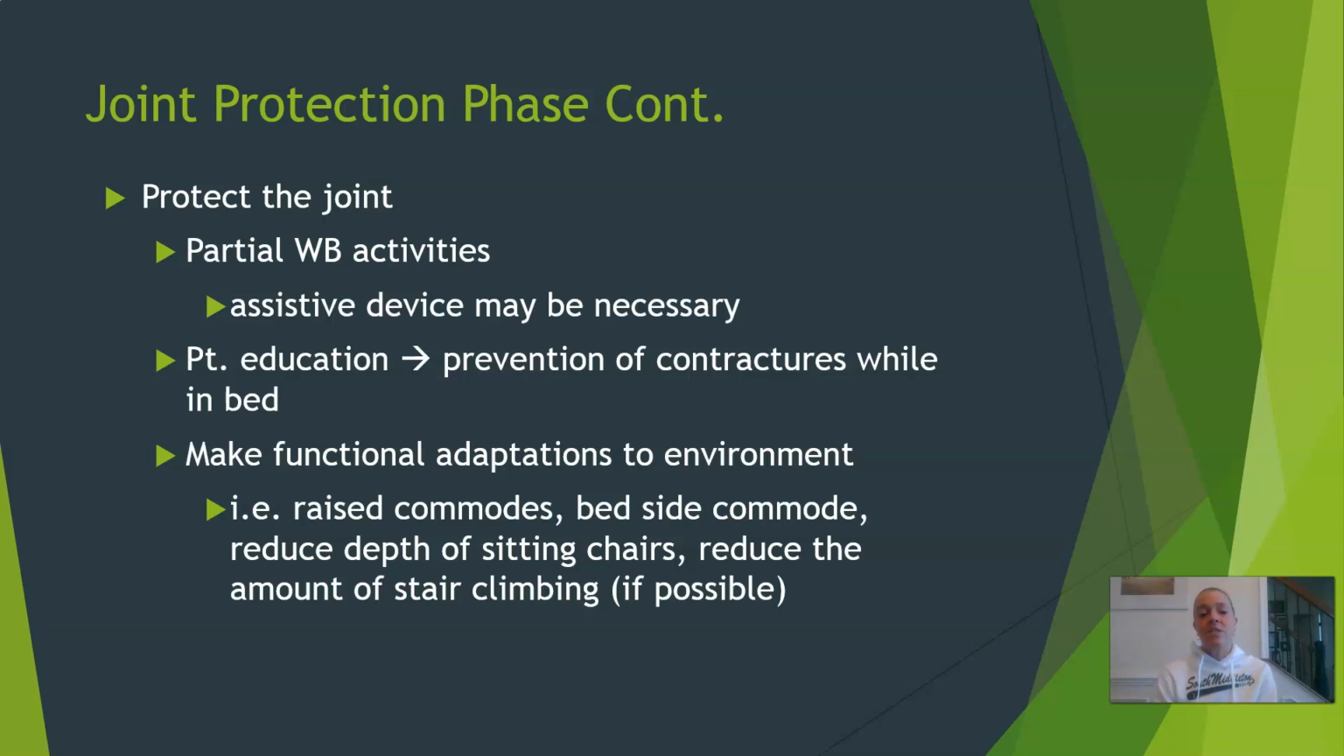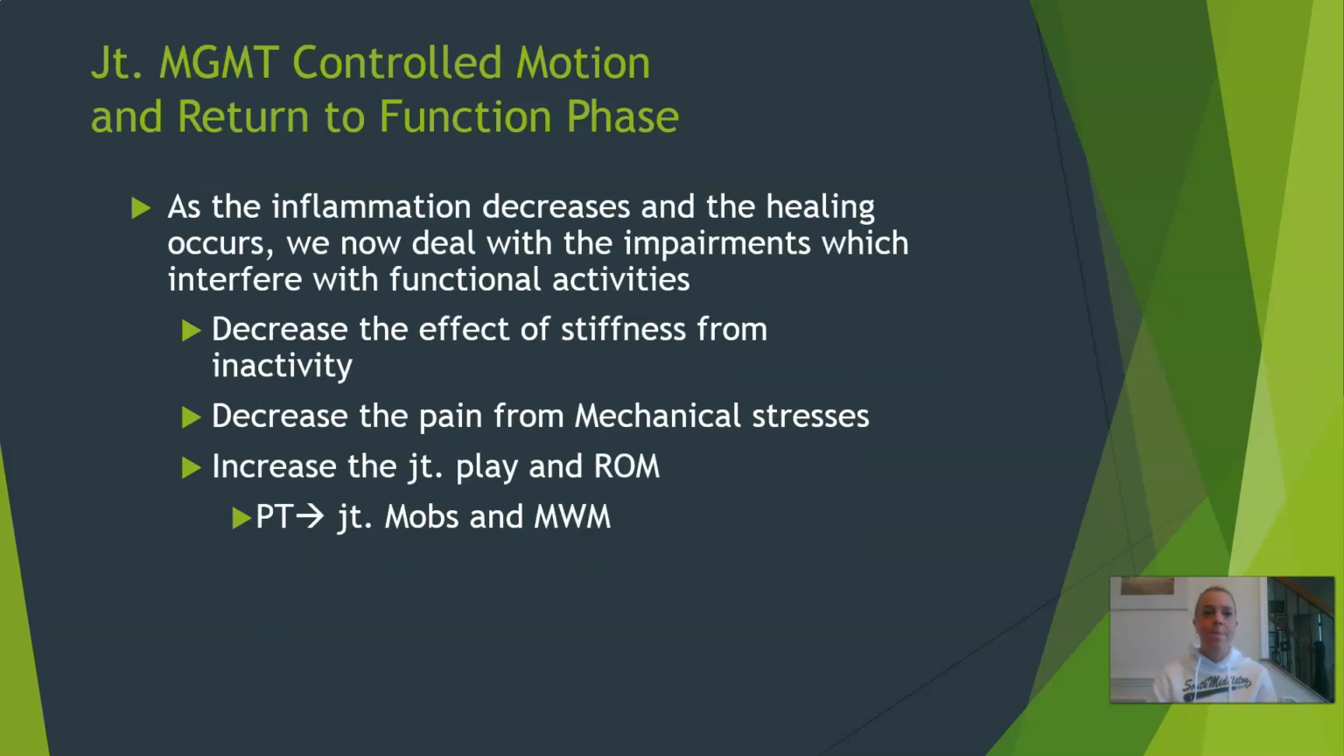And then again, make some functional adaptations to their environment because this is not something that's going to go away on its own. So things like elevated toilet seats, maybe even a bedside commode, reduce the depth of sitting in chairs, sofas, whatever. Have them sit on a pillow or something to keep them up a little higher to make sit to stand a little bit easier, and try to reduce the amount of stair climbing if at all possible because of the amount of flexion that's in the knee with stair climbing. That does increase the compressive forces at the knee, and that can become painful and increase the wear and tear on the knee as well.